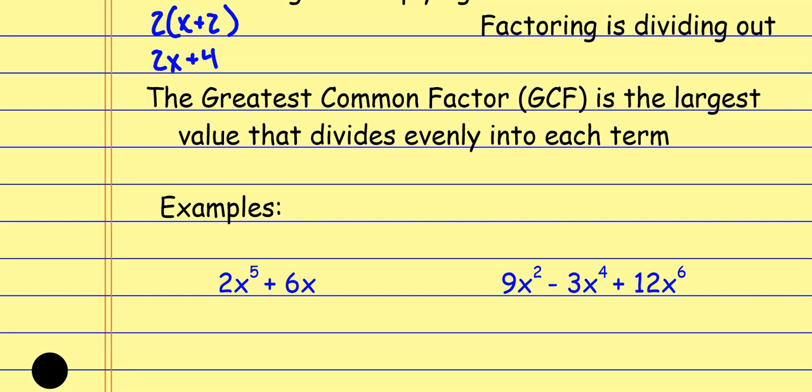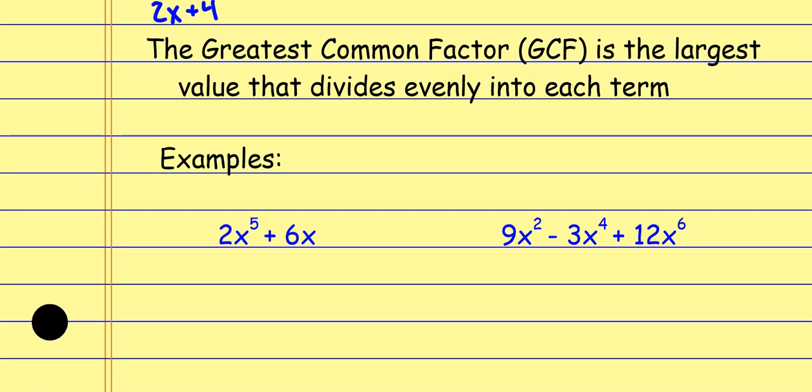For example, if I look at something like this, I've got 2x to the 5th plus 6x. So ignore the variable for a second. Just look at the numbers and find the greatest common factor. What's the biggest thing that divides nicely into a 2 and a 6? And the answer is 2. So I could divide a 2 out.